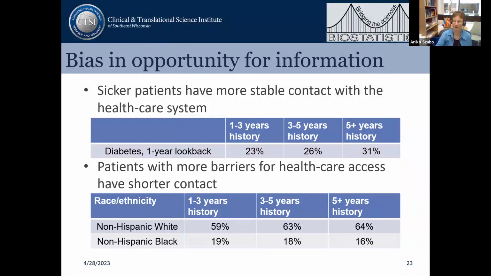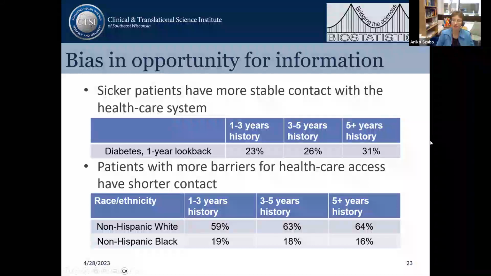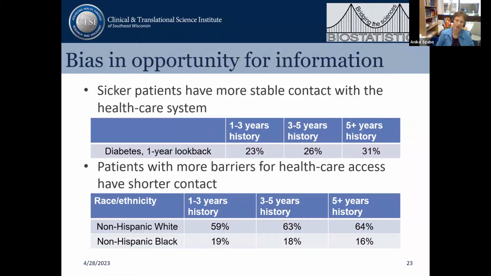I interpret that people with diabetes are more likely to have been seen longer in the system, right? And so if you have people in your study who have a mixture of different lengths of history, then suddenly you have a problem that those with longer history are probably going to be sicker. On the reverse side, patients who have barriers to healthcare access will probably have less contact with the healthcare system, right? Fewer records in it. And that's difficult to measure.